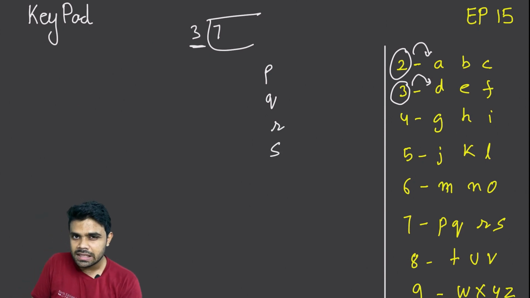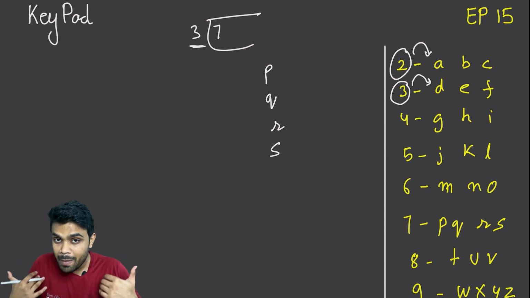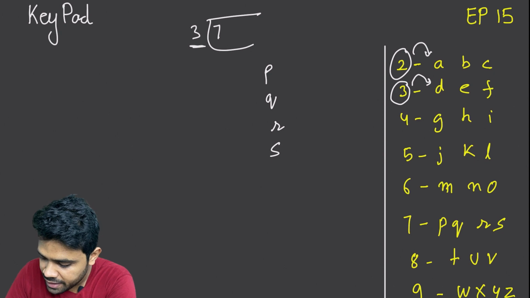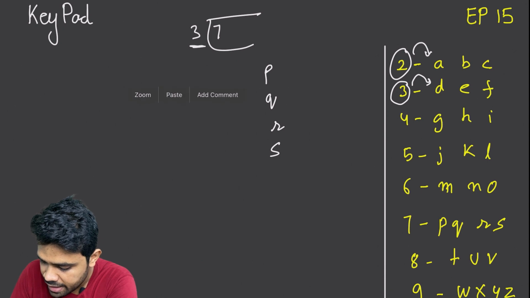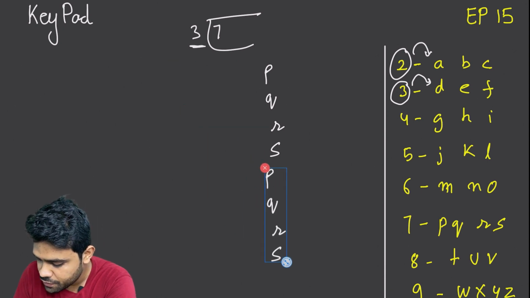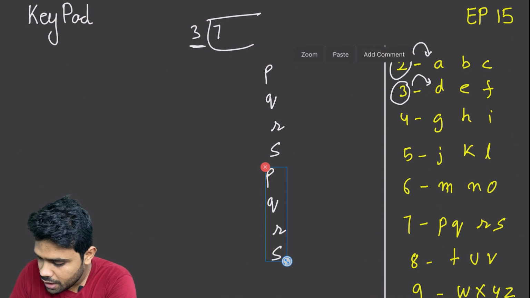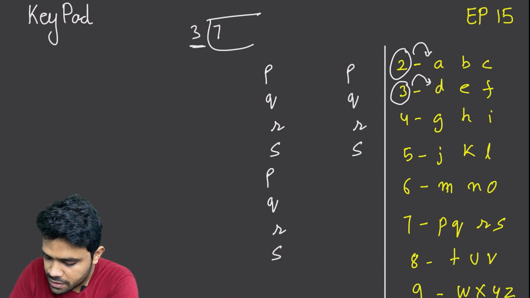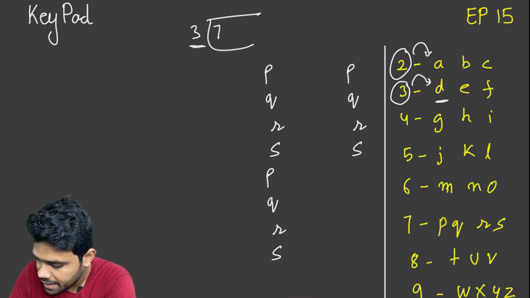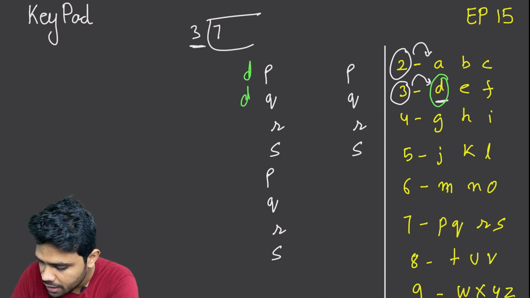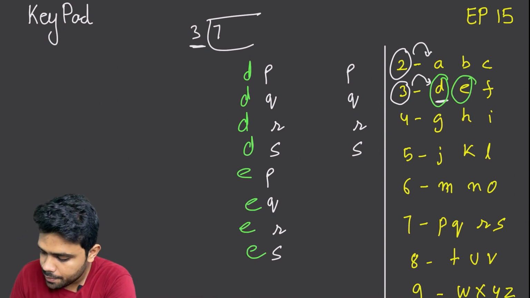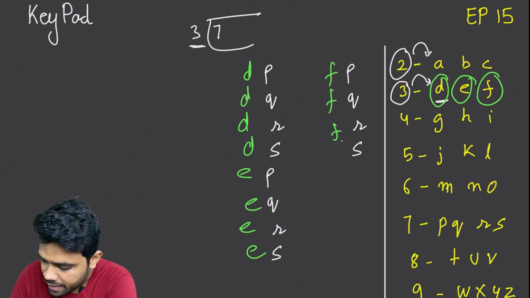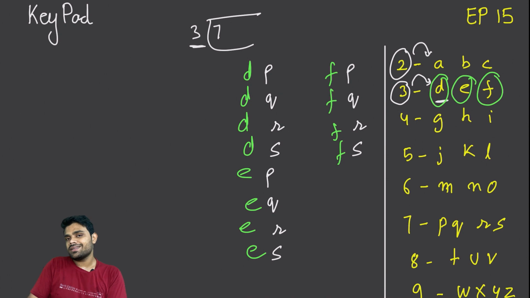If somebody returns me this answer, my task would be to make 3 copies of it, because I have 3 options for 3. In front of the first copy, add D. D, D, D, D. In front of the second copy, add this E, E, E, E, E. In front of the third copy, add this F, F, F, F, F. I got the answer. So these are the 12 possible messages which I can generate using 3, 7.